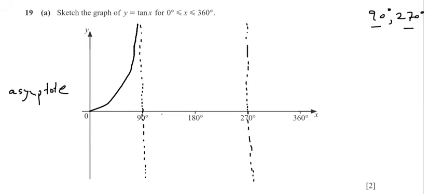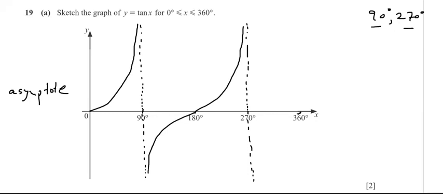Now from 90 to 180, it will be like this. It will be below the x-axis. And from 180 to 270, it will be like this one. This is the graph of tangent. Similarly, from 270 to 360, it will keep repeating its values. That will be below the x-axis. It will be like this one. This is the graph of the tangent.